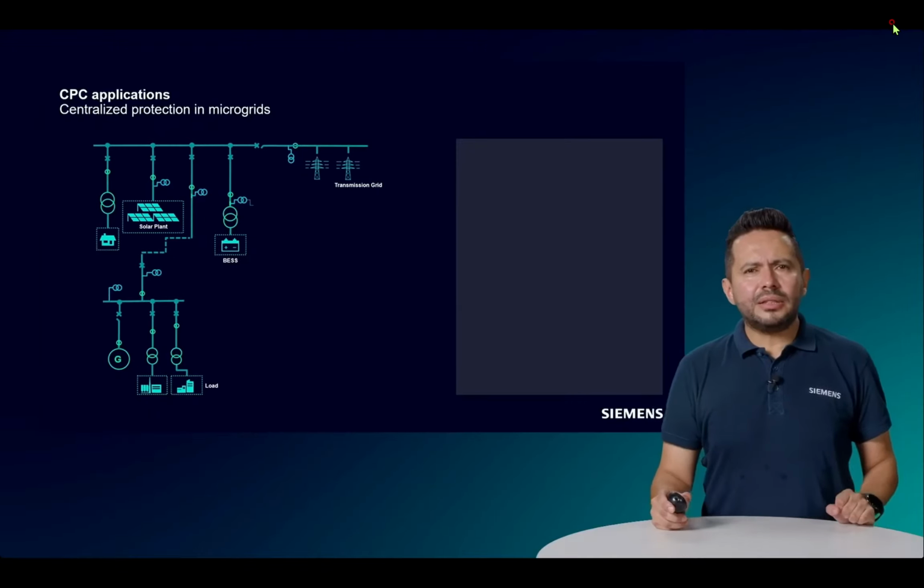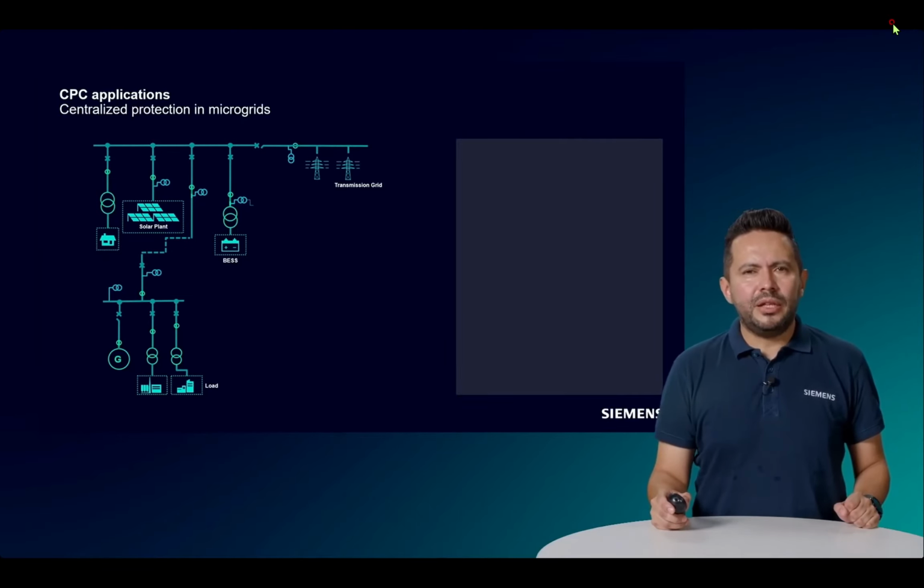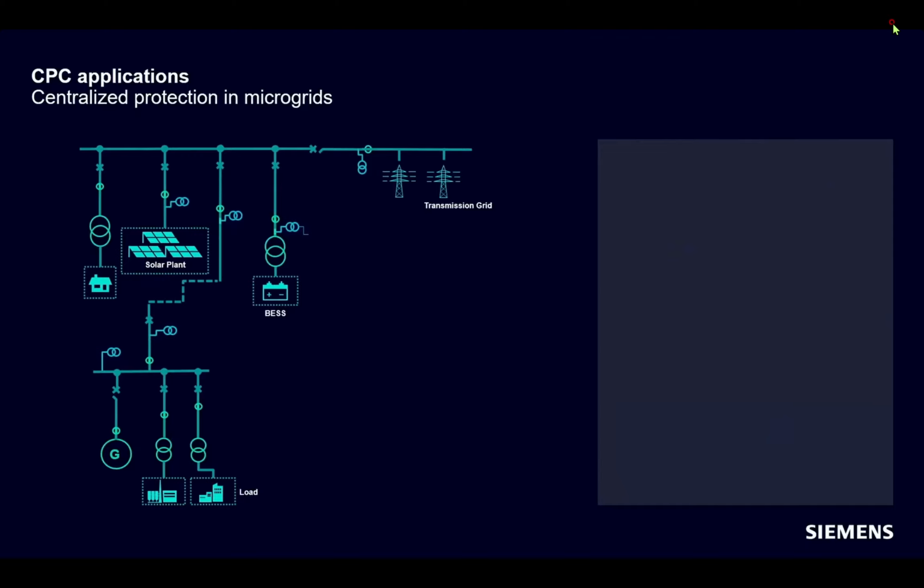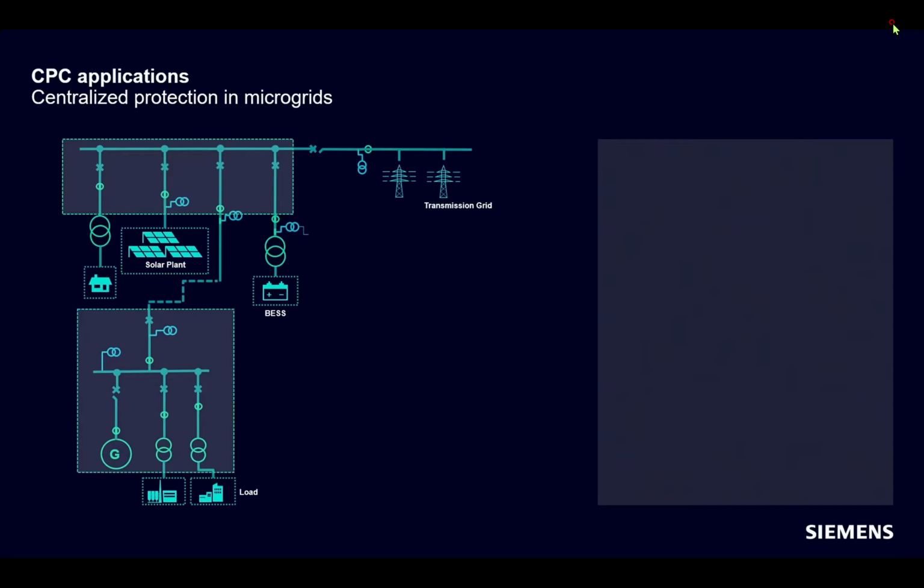And now a centralized protection application focused on microgrids, like the one shown in this slide. In this example, 2 different substations are covered. First, a substation for non-critical loads, with the incomer for solar plants and the battery storage systems. The second substation is for critical loads, and for this reason includes a generator in case of no generation by the solar plant and it's not possible to connect to the grid.